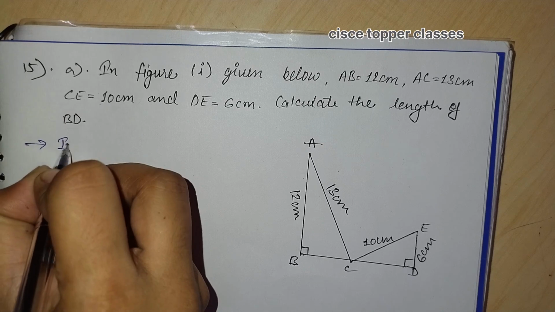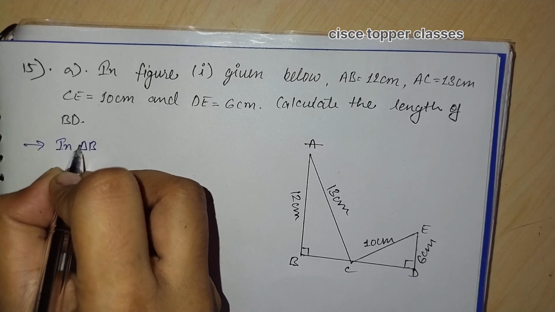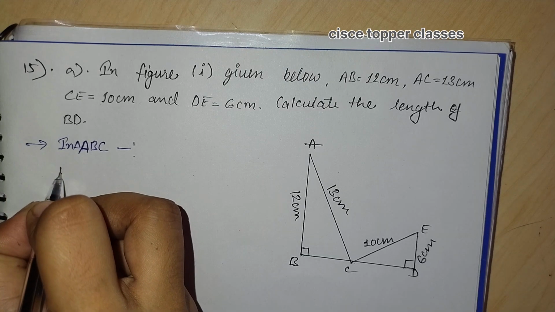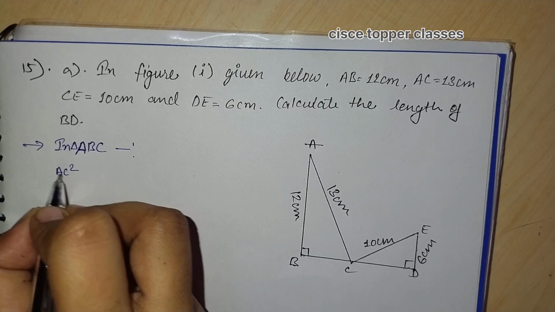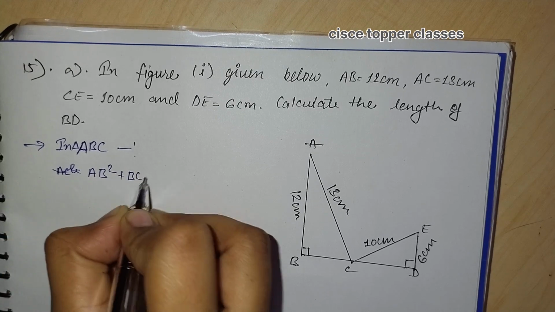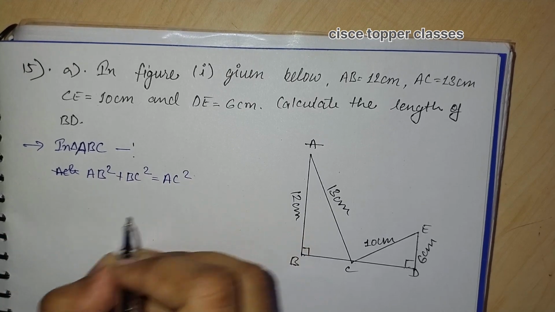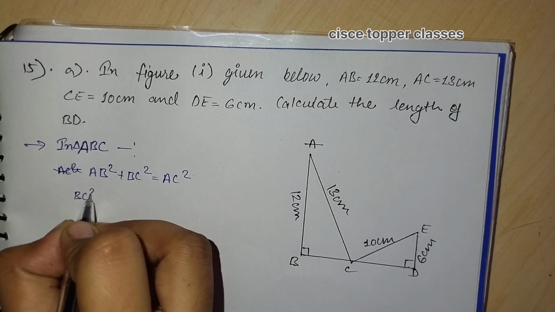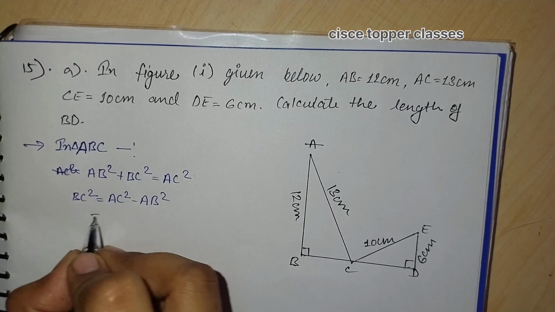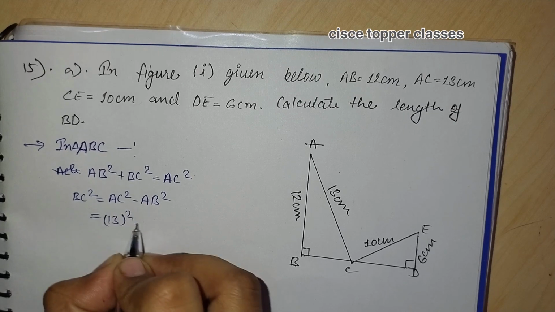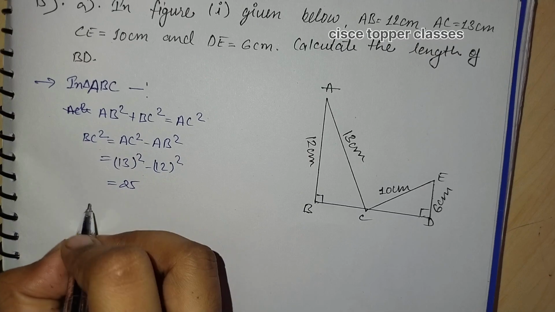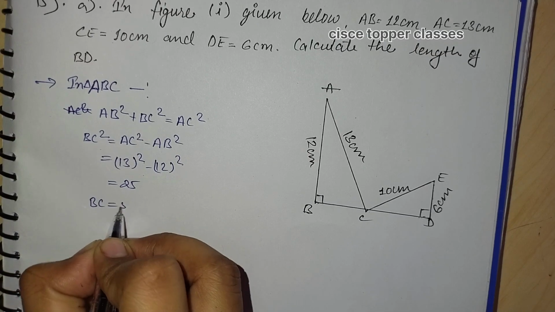So simply in triangle ABC we can write AB square plus BC square is equal to AC square. We can find from here BC square as AC square minus AB square, equal to 13 whole square minus 12 whole square, which will be 25 on calculating, and then BC, under root 25, will be 5 from here.